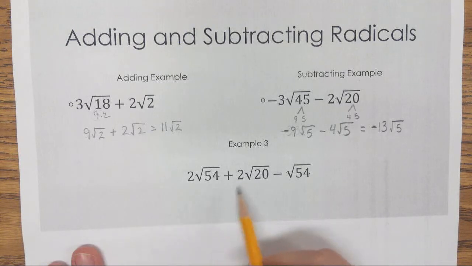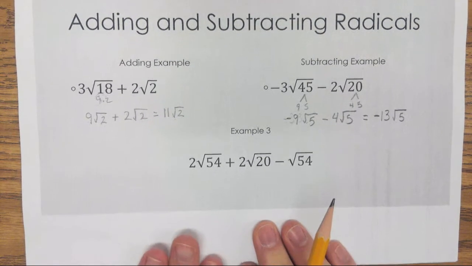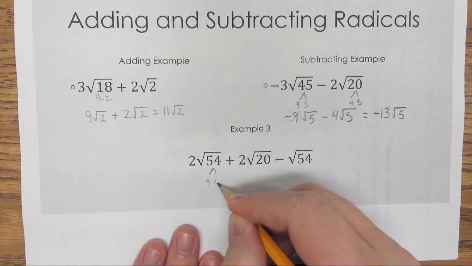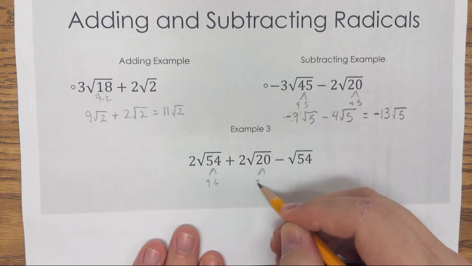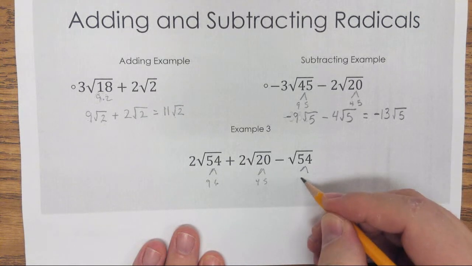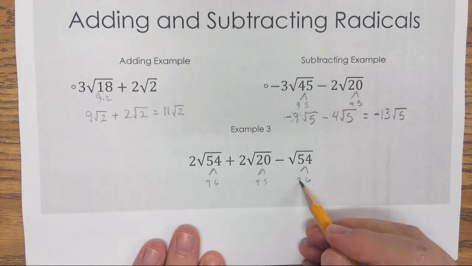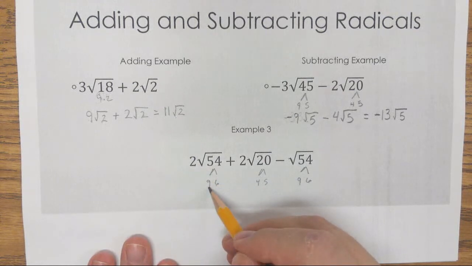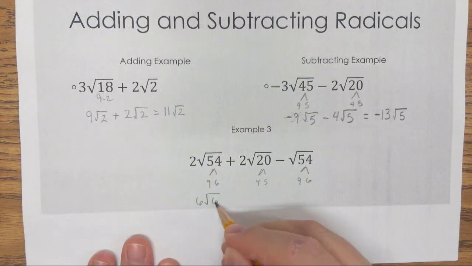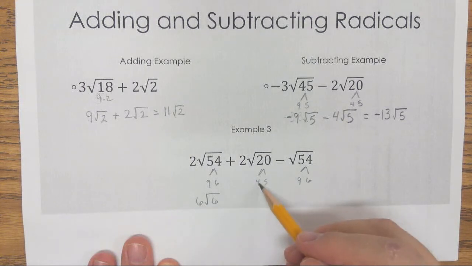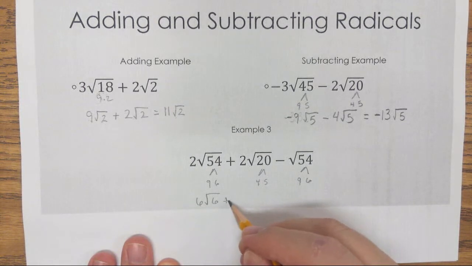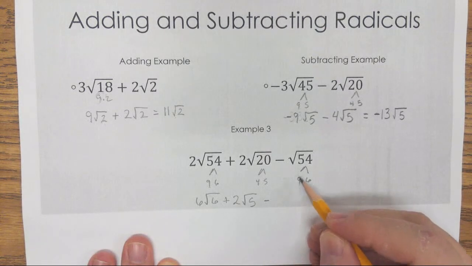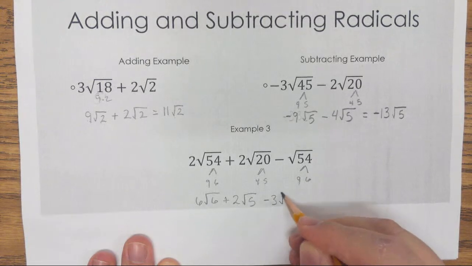Alright, let's look at this one. Last one, this one just has multiple operations going on inside of it. 54 is 9 and 6. 20 is 4 and 5. 54 is 9 and 6. 9 is a 3. 4 is a 2. 2 times 3 is 6, radical 6. This is going to be 2 times 2, so plus 2 radical 5. This is going to be minus 9 is a 3 radical 6.